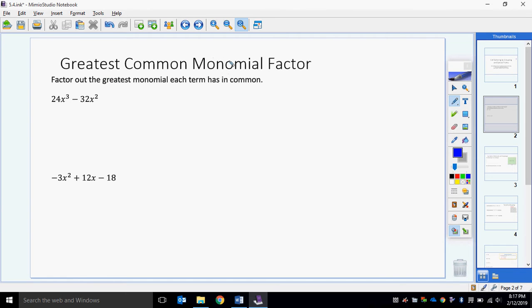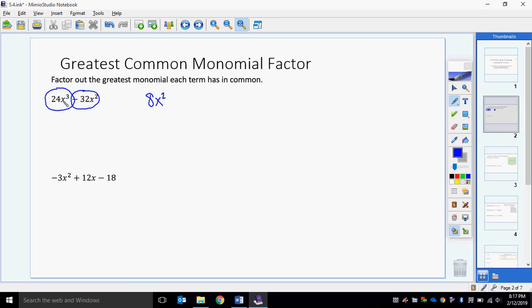Remember, monomial means one. So I'm looking for the largest item that fits into both of my terms. Remember, terms are things that are separated by addition or subtraction. Well, the largest number that goes into 24 and 32 is 8. And what's the largest x that can fit into x cubed and x squared? The largest x would be x squared.